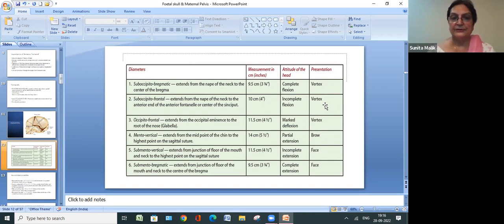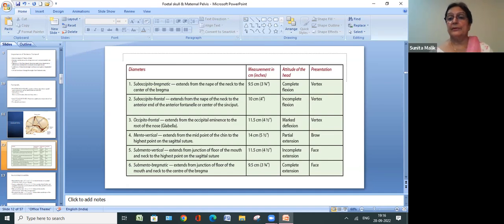Then comes the brow, mentovertical, 14 centimeter, 13.5 centimeter. And when it's fully extended, then it is face submentobregmatic, 9.5 centimeter. But in incomplete extension, like in incomplete flexion, we have 11.5 centimeter face. So now you can see only 9.5 centimeter, if it's fully flexed or fully extended, can deliver.